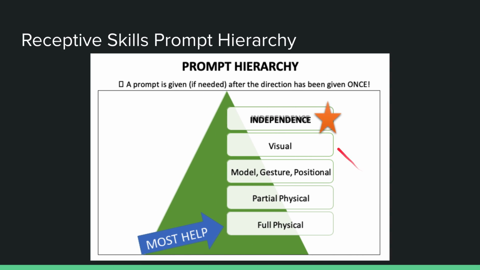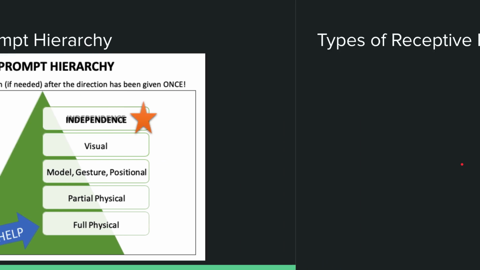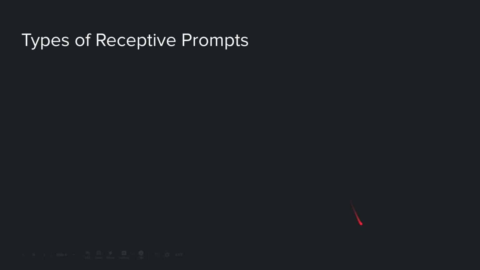Oh, and one more thing. Independence, that means there's no prompting in place. So basically, you use all this prompting to teach the skill, and then when you take prompting away, what we want to see is them performing that skill independently. All right, so let's talk about the types of receptive prompts.